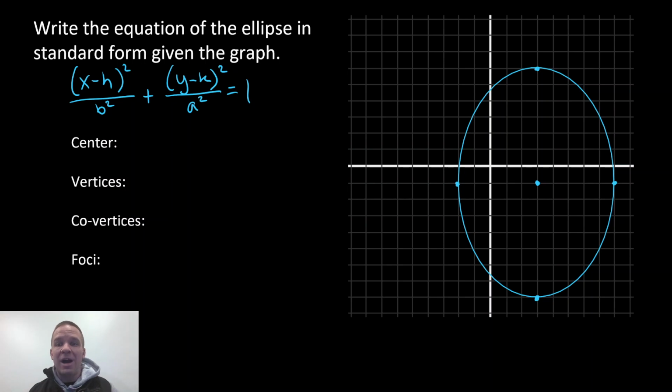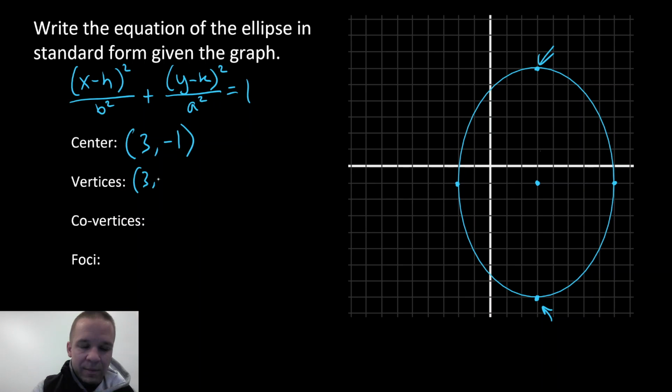Now, let's get our center. It's going to be at 3, -1, it looks like from this graph. My vertices are going to be these guys right here and right here, because they're on my major axis. So it's going to be 3, comma, then it's 1, 2, 3, 4, 5, 6. So 3, comma, 6, and then it looks like it's all the way down to 3, comma, -8.